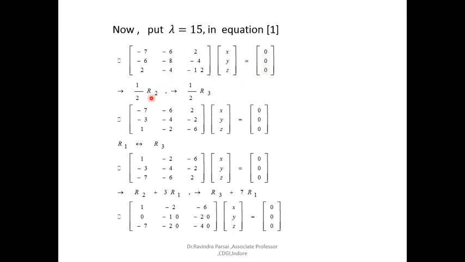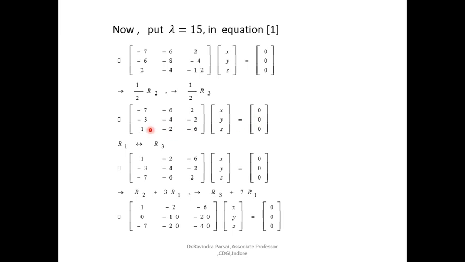Now you come to reduce this into echelon form. You understand that the second row is divisible by 2, and the third row is also divisible by 2. We are going to apply elementary row operations. You will get minus 7, minus 6, 2; minus 3, minus 4, minus 2, by dividing by 2. Then the third row divided by 2, you will get 1, 2 by 2 is 1, minus 4 by 2 is minus 2, minus 12 by 2 is minus 6, times x, y, z equal to 0, 0.